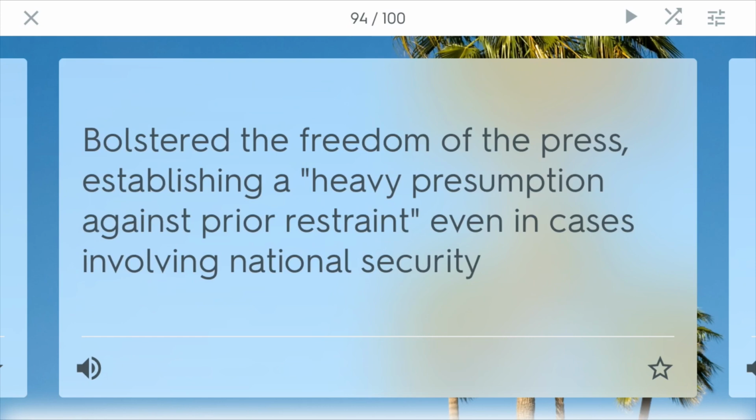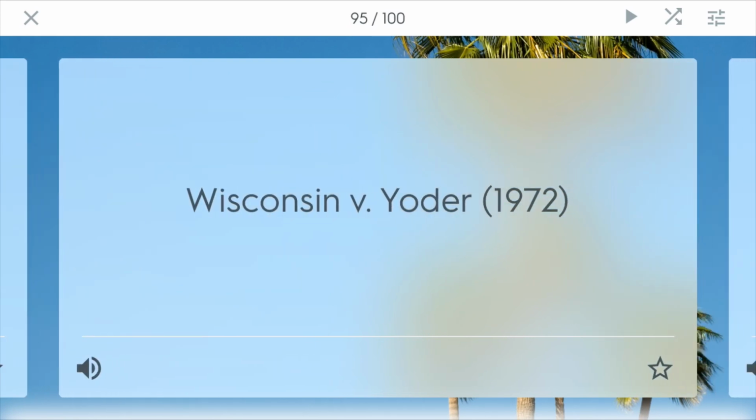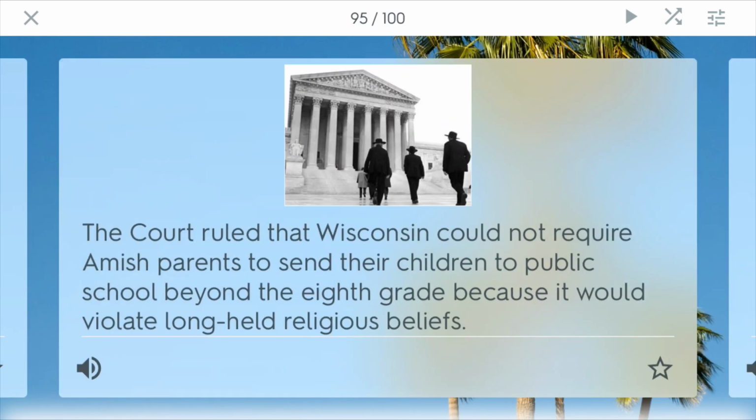In Wisconsin versus Yoder, 1972, the court ruled that Wisconsin could not require Amish parents to send their children to public school beyond the 8th grade. This was due to the First Amendment's Free Exercise Clause. Forcing children to go to school past 8th grade would have been a violation of the Amish's ability to freely exercise their religion and their long-held religious beliefs.